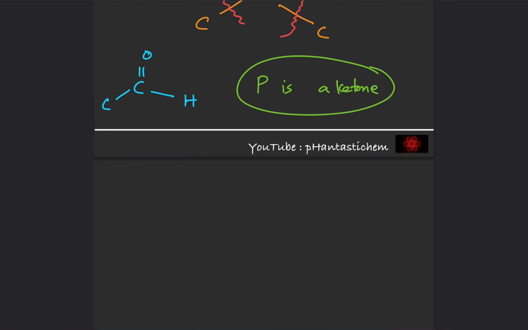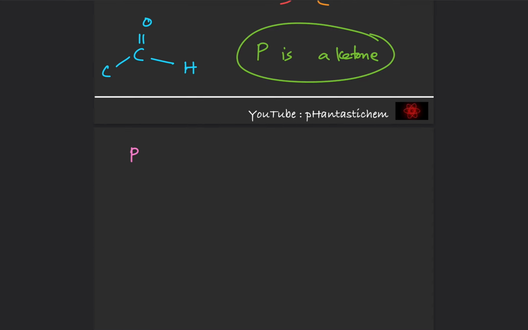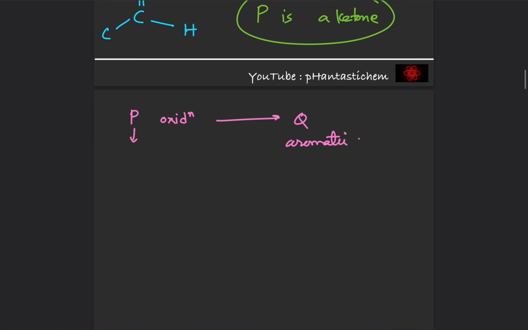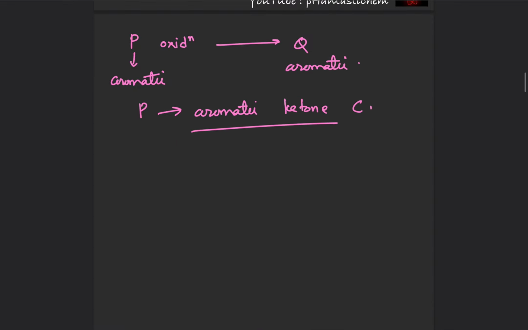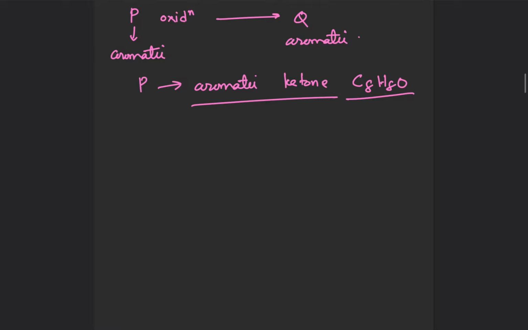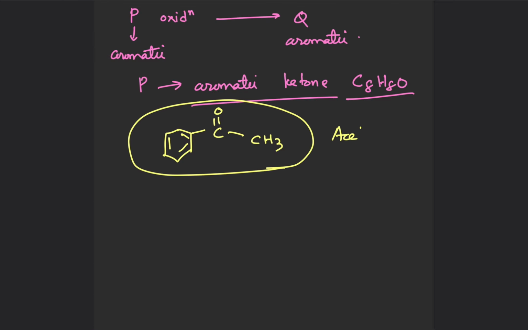Cool. Now, P upon oxidation gives an aromatic product Q. Very important. Whenever you oxidize P, we are getting Q, which is aromatic. So therefore, P also has to be aromatic. So therefore, P is an aromatic ketone, and its formula is C8H8O. So the aromatic ketone with the formula C8H8O is this guy: benzene ring, C double bond O, CH3. So this is P and it is known as acetophenone.